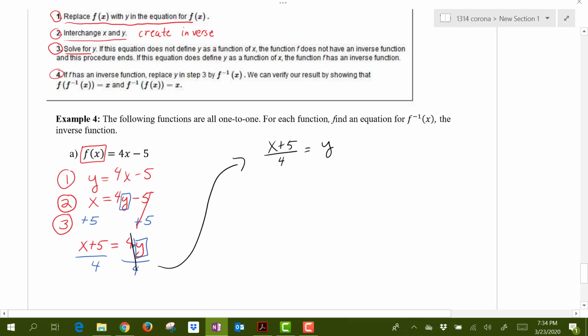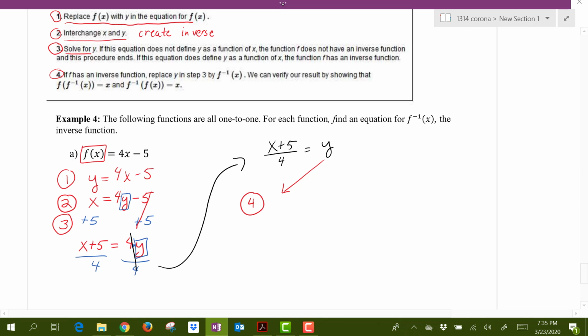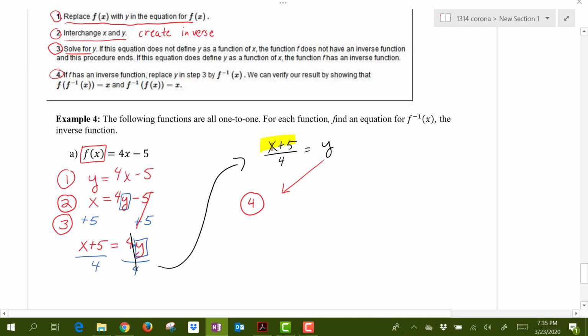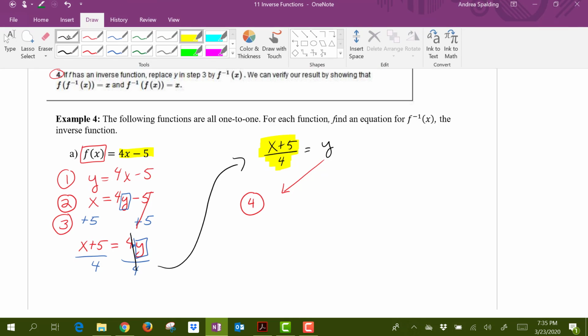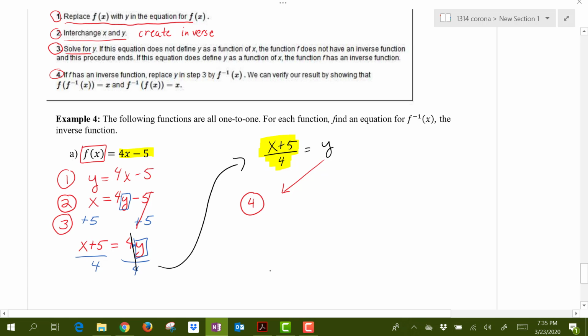Step 4, the last step of the process, is to go back to the f of x notation. But what we want to do is declare that what we've created, this new equation, is different from the original equation that we were given. Remember, our goal was to create the inverse function. So now we're going to go back to that function notation, but in place of y, I'm going to write f inverse of x. We want to declare loud and proud that we've created the inverse of the original function that we were given. And then on the other side of the equal sign, we'll write the equation that we created. And that is our inverse function.